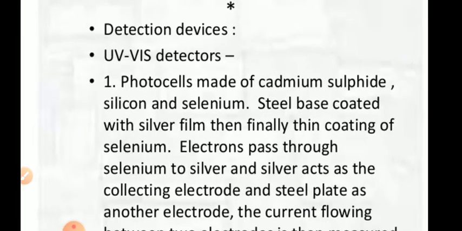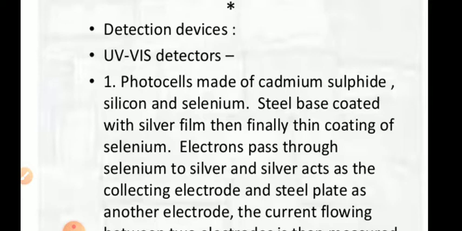Now let us discuss various detection devices used in UV visible spectrophotometer. The first and foremost is a photocell or a barrier cell that is commonly used in a colorimeter. The photocells are made up of either cadmium sulfide or silicon or selenium. Selenium photocells are the most commonly used ones.